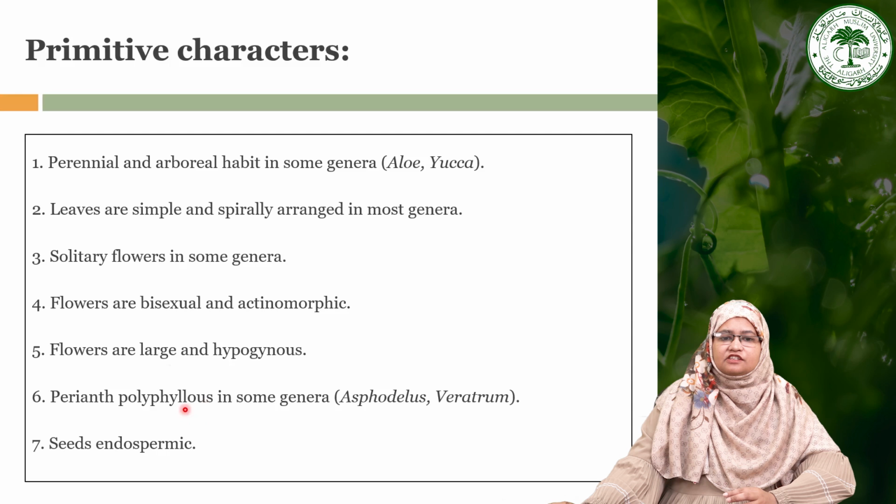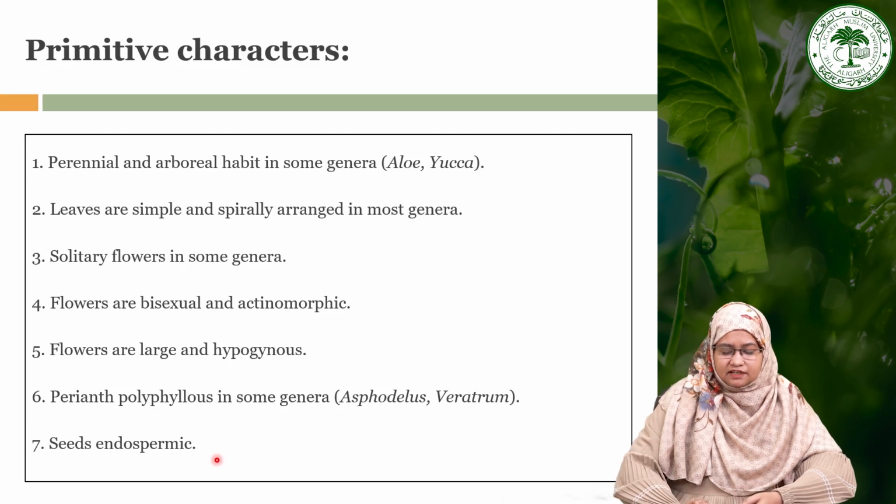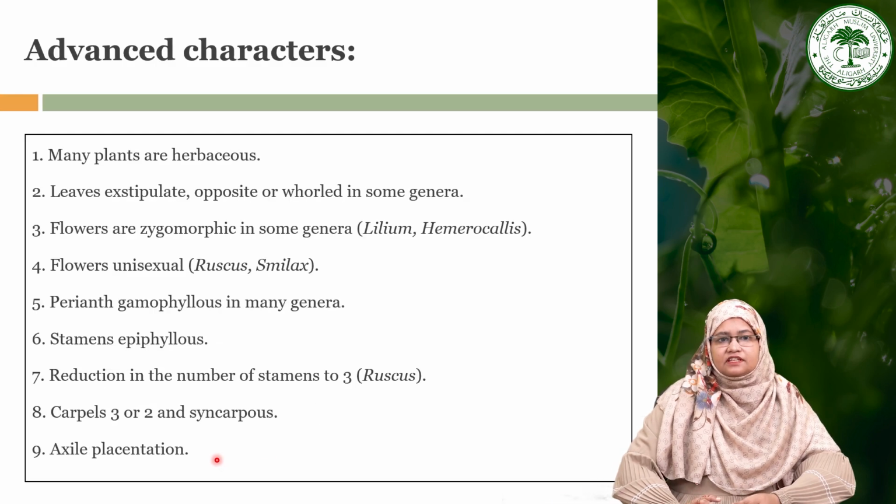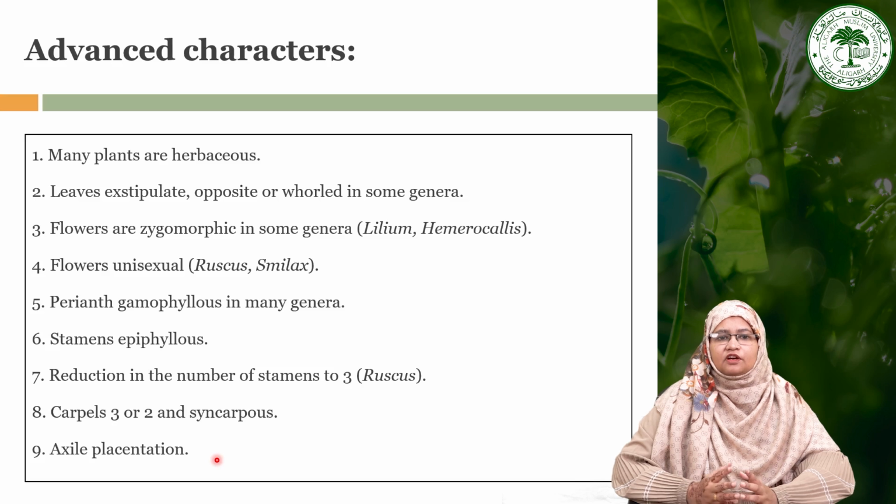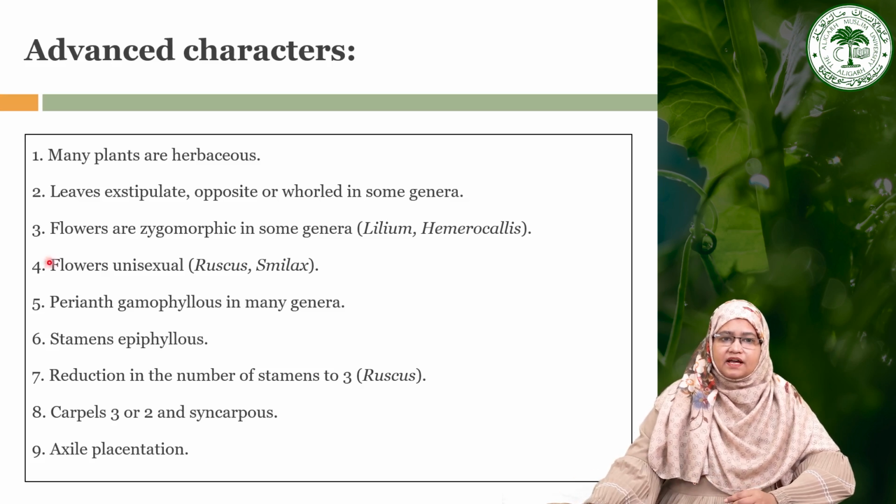And then the perianth is polyphyllous in the case of Asphodelus and Veratrum. This is also a primitive character, and the seeds are endospermic in nature. And if we see the advanced characters, this family also shows quite many advanced characteristics, like many plants are herbaceous, as we have seen earlier. Their leaves are exstipulate, and they are opposite or whorled in some genera.